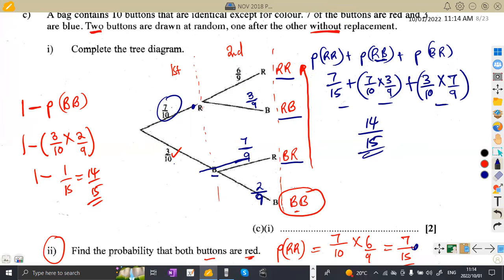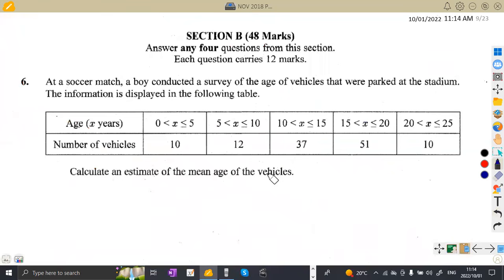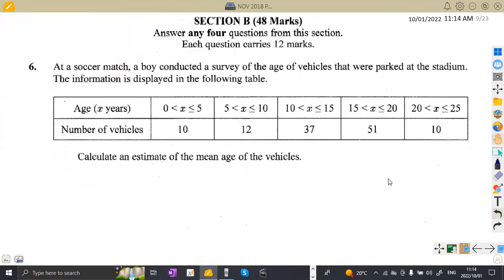All right. So let's see the other part, which is now question 6. On question 6, that is where our section B is now starting, because remember, you answer 4 questions from there. So we were given a soccer match. A boy conducted a survey about the age of vehicles that were parked at a stadium. The information is displayed in the following table. We have got age x, then the number of vehicles. Calculate an estimate of the mean age of the vehicles.